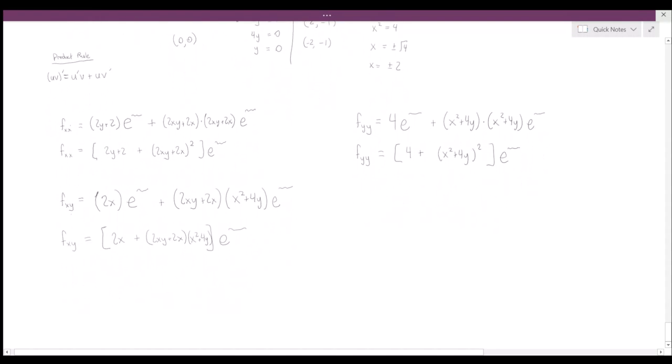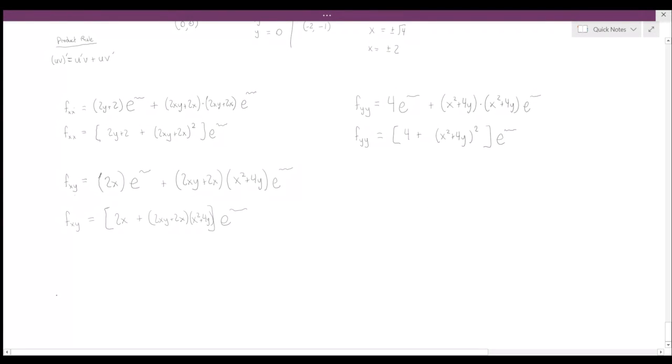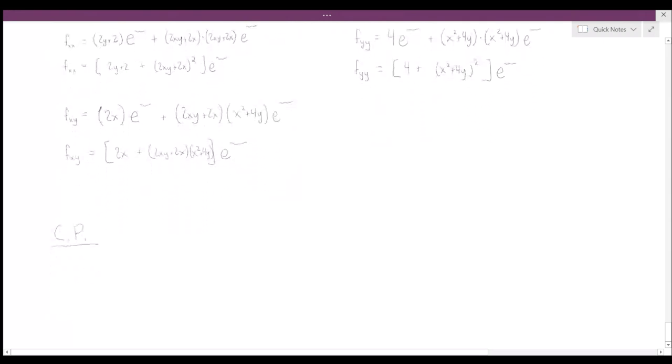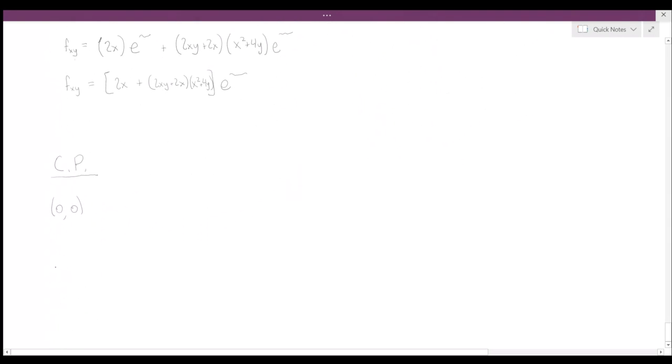All right, so now what I'm gonna do is, let's see, let's write down what our critical points were. So we had 3 of them that we're gonna need to test. First one is 0, 0. Second one, 2, -1. And then third one was -2, -1, okay?